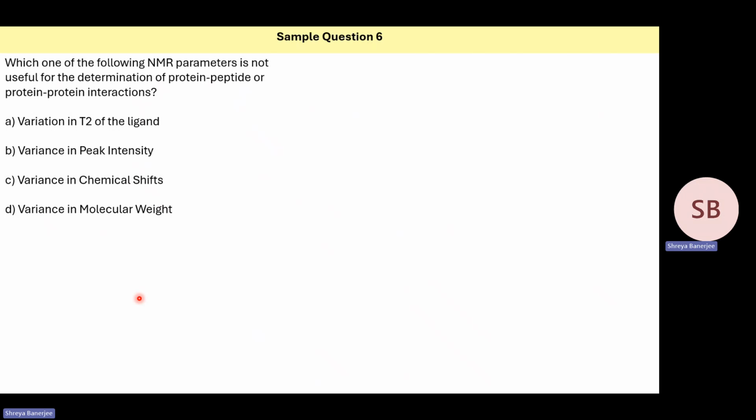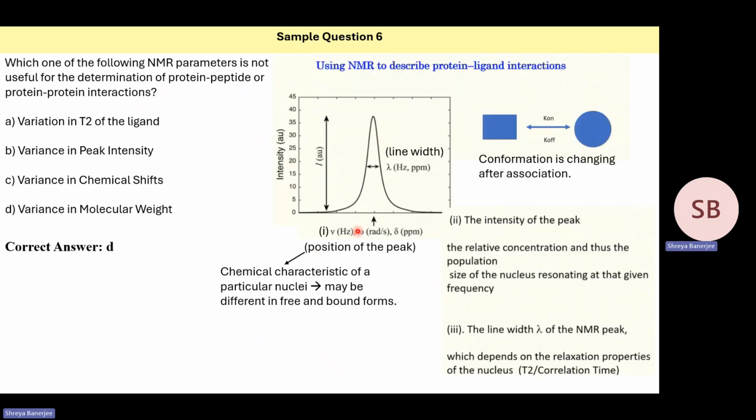Then the question is saying which of the following NMR parameters is not useful for determination of protein-peptide or protein-protein interactions. So now we know that NMR basically has 3 parameters which are very important for determining protein-protein or protein-ligand interactions. One is the chemical shift, which is characteristic of the chemical environment of a particular nuclei. So if the ligand is free or it is bound to the protein, the chemical shift will vary. Second factor is intensity of the peak.